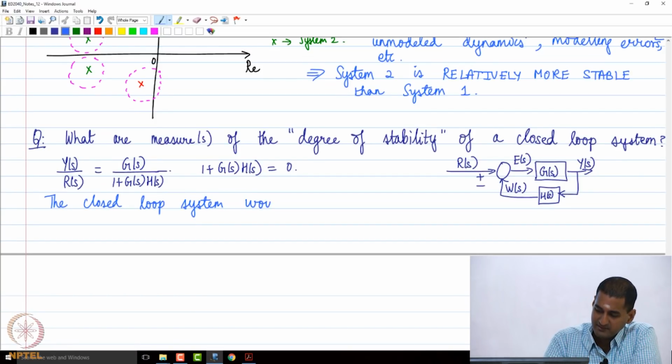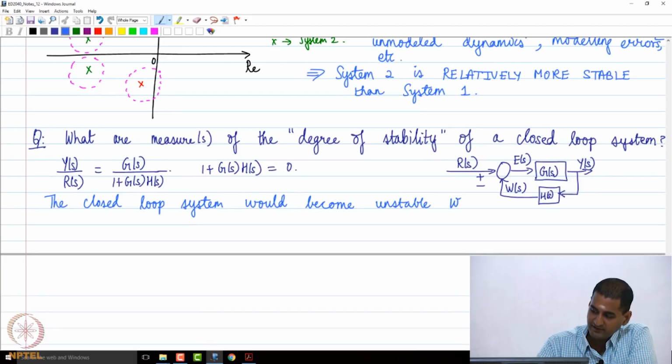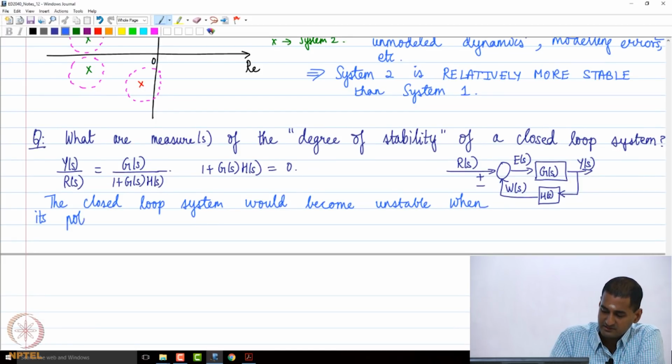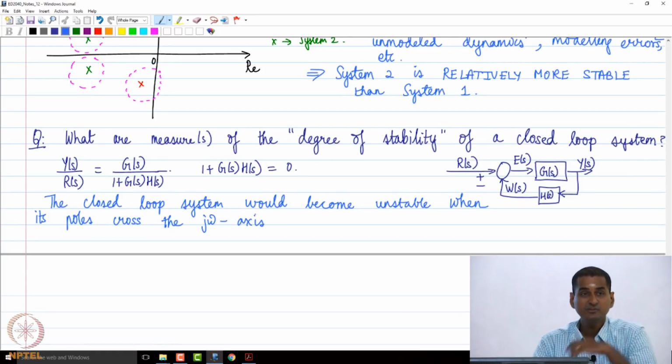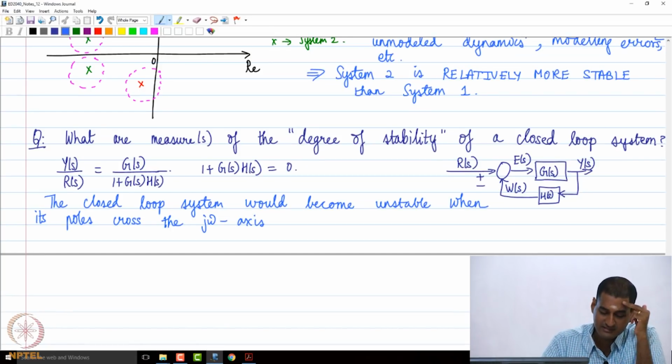would become unstable when its poles cross the j omega axis. Of course, the presumption is that to begin with the closed loop system is stable. That's when all this discussion makes sense.